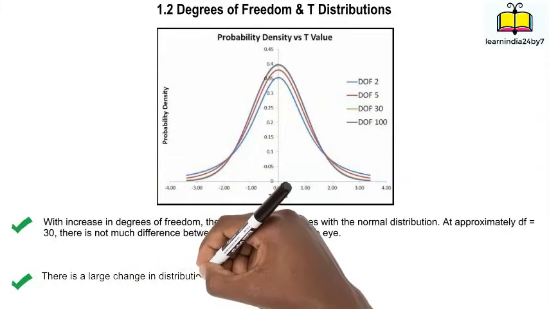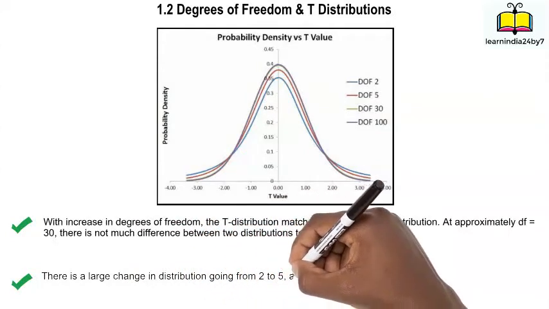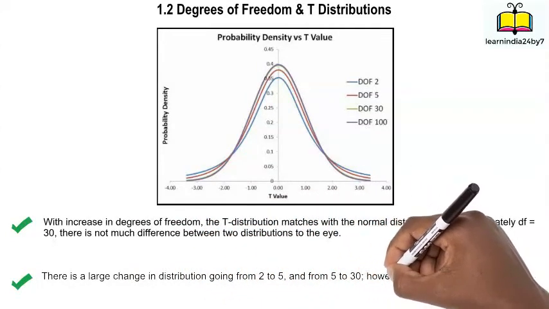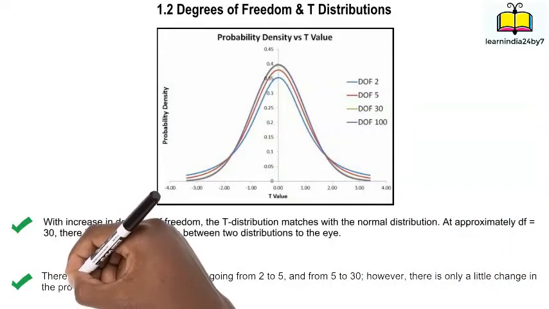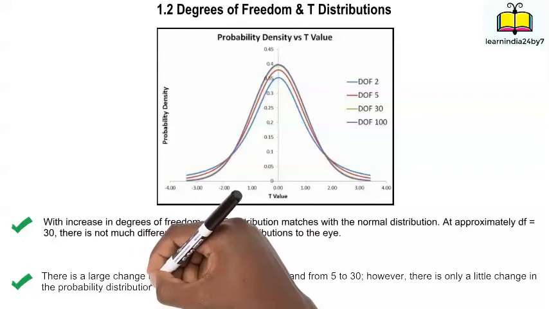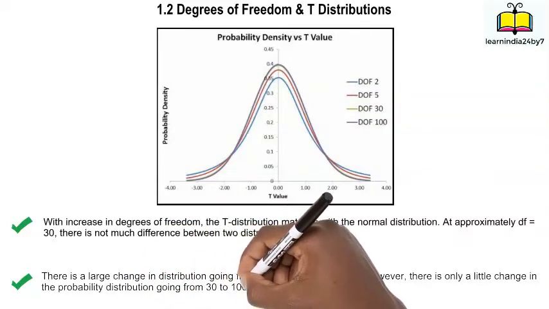There is a large change in distribution while going from degrees of freedom 2 to 5 and from 5 to 30. However, there is only little change in the probability distribution while going from degrees of freedom 30 to 100.